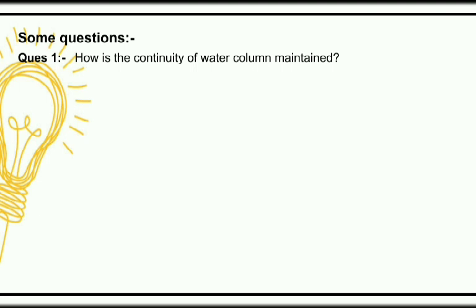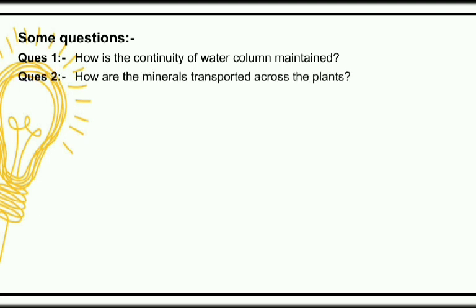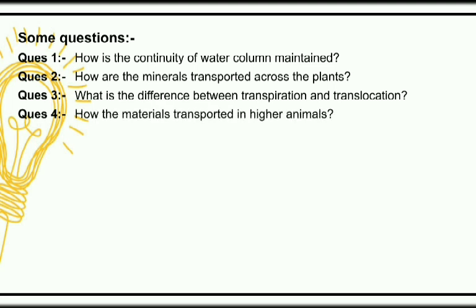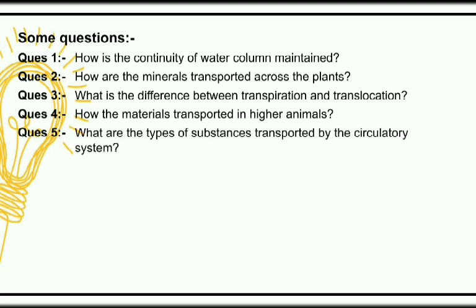Now there are so many questions. Question number 1, how is the continuity of the water column maintained with the help of transpiration? How does mineral transport occur in the plant? I already told you that. What is the difference between transpiration and translocation? I already told you about that. You can write how the material is transported in higher plants. Question number 5, what are the types of substances transported in the circulatory system? Various types of substances will be transported, basically gases, that is oxygen and carbon dioxide, are transferred in the circulatory system.